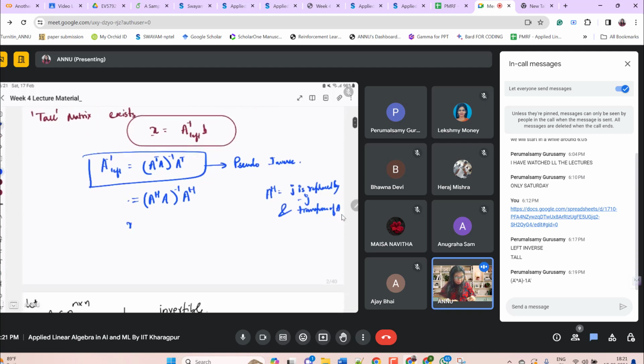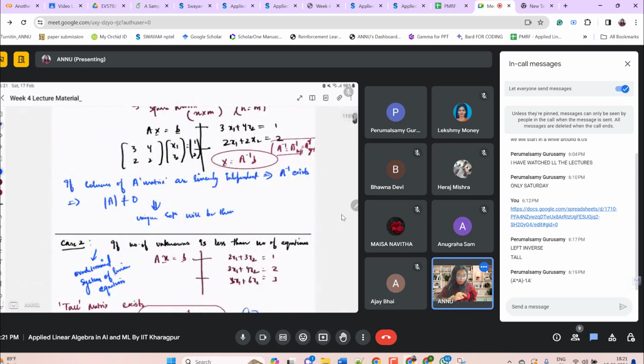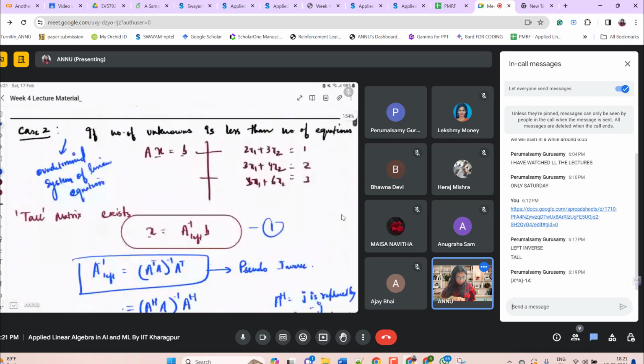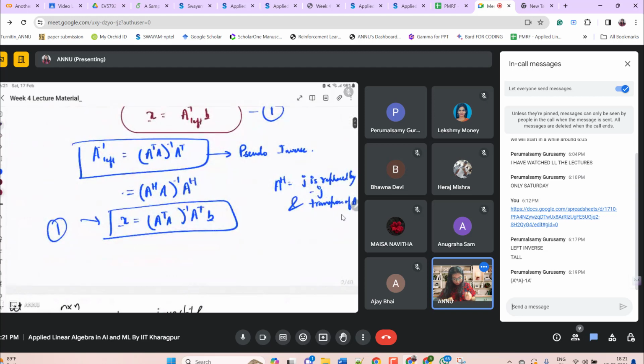Now, what is the X value? The X value from equation 1 is (A transpose A) inverse A transpose B. In the previous case, we saw there will be a unique solution. But what will be the case here? It has two cases. It can have no solution or a unique solution again.